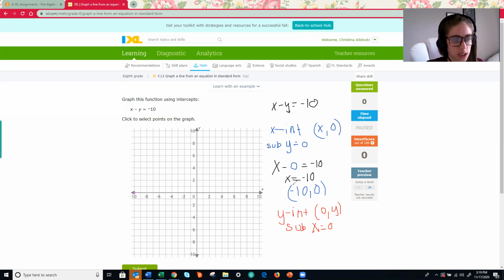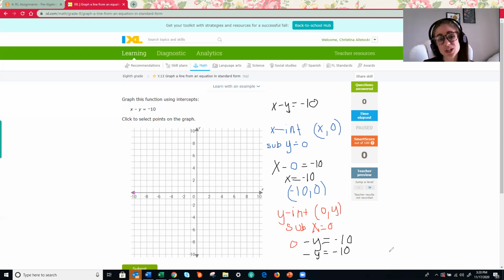With my equation, instead of x, I'm subbing in 0 for x, and then everything else stays the same, minus y equals -10. And kind of like before, do I really need to write 0 minus y? I don't really need that 0 there. So we just have -y equals 10. Oh no, I'm starting to run out of room.